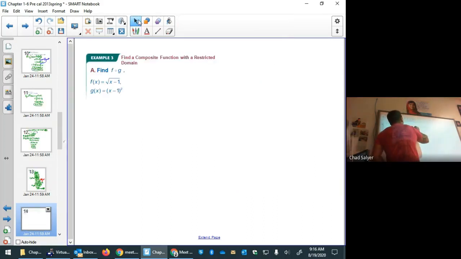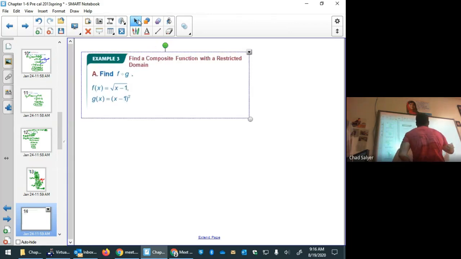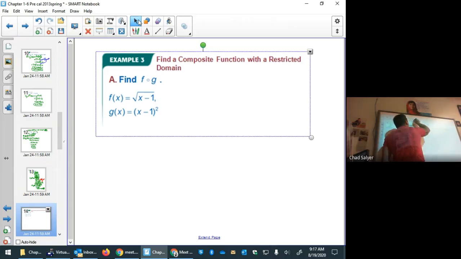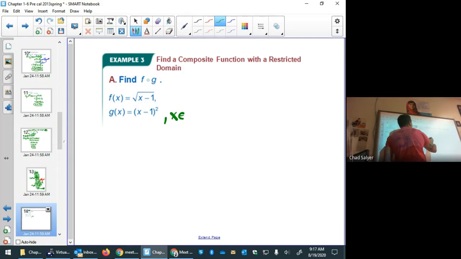Okay. So here we're asked to find a composite function with a restricted domain. So when we find f of g of x, first of all, we have to find g of x. So any domain constraints for g will be considered at this point. There are none. G has all real numbers. So the domain for g is all real numbers. It gives us no problem.